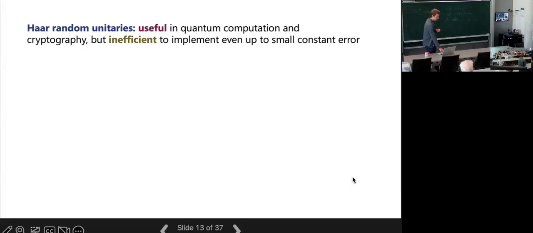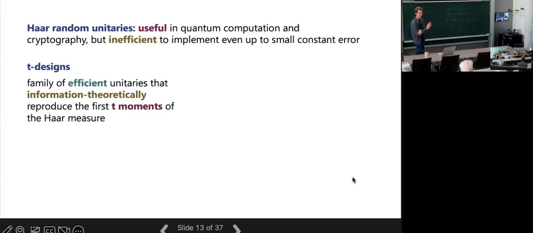So again, we want to study derandomizations, and this is now an incomplete analogy to the classical case, except slightly harder to visualize because it's this continuous quantum thing. The analog to T-wise independent permutations is called T-designs. These are families of efficient unitaries that information theoretically reproduce the first T moments of the Haar measure. This T moments language, you can imagine for simplicity, is like T queries to the unitary.